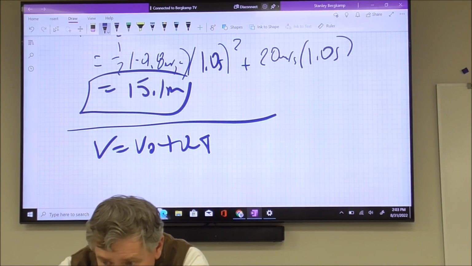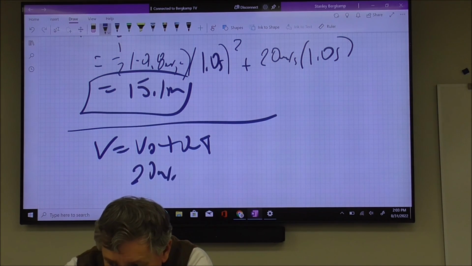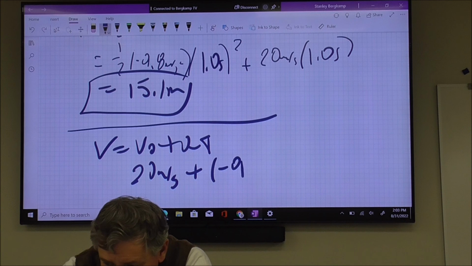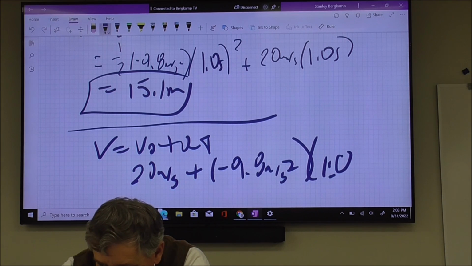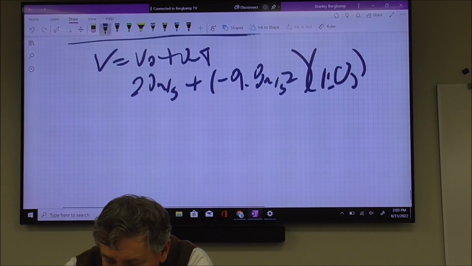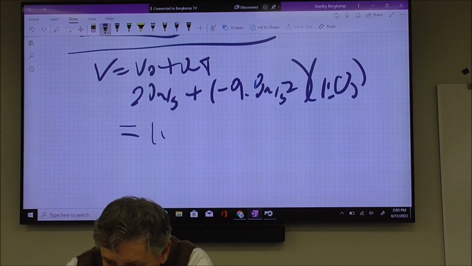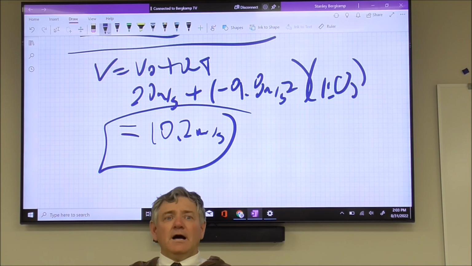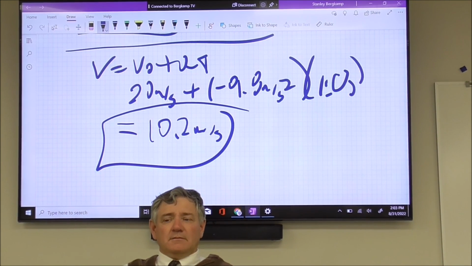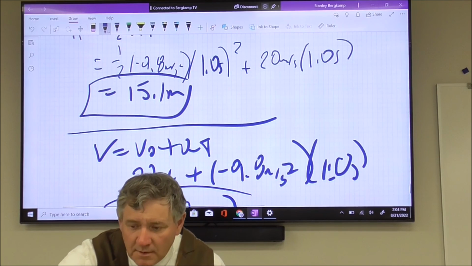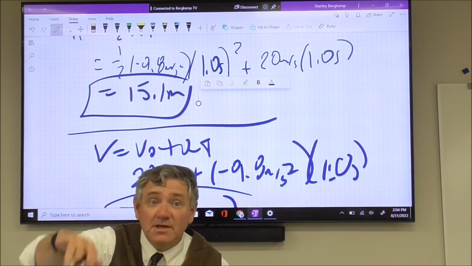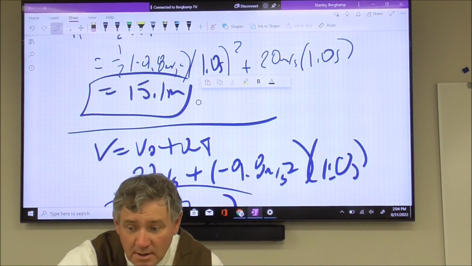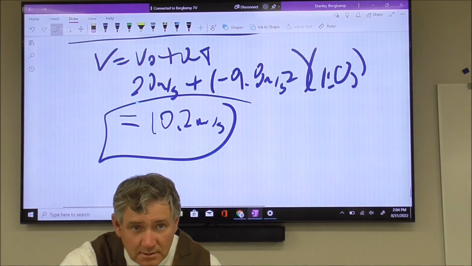So that's going to be negative 9.8 meters per second squared times the change in 1 second. Guess what? You're going to get 10.2 meters per second. But that's different. Why are they different? The 10.2 and the 15.1? That's your height. Oh, meters, okay. 15.1 is how high you are. That's how fast you're going. Okay, that makes sense.